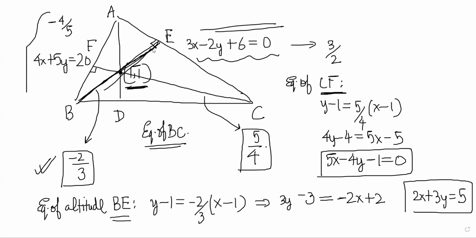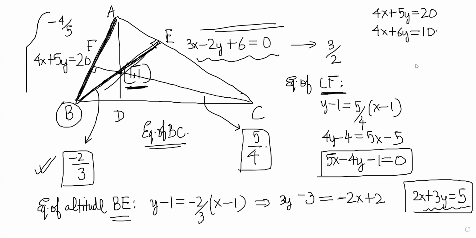Great. Now that I know the equation of BE and the equation of CF, I can actually find the point B by intersecting the lines AB and BE, right? Because the AB equation is known, 4x plus 5y is equal to 20, and the BE equation is 2x plus 3y equal to 5. So that can be written as 4x plus 6y is equal to 10, right? If you subtract, you get minus y is equal to 10. So y is equal to minus 10.